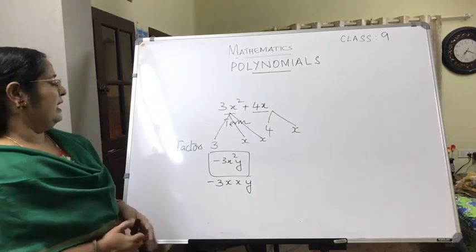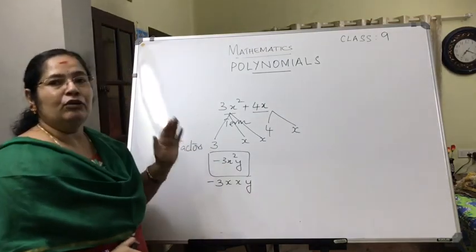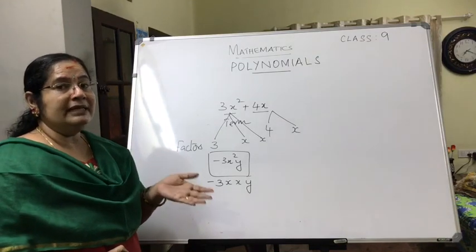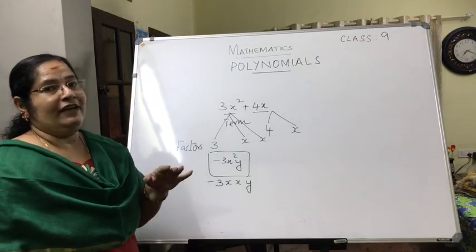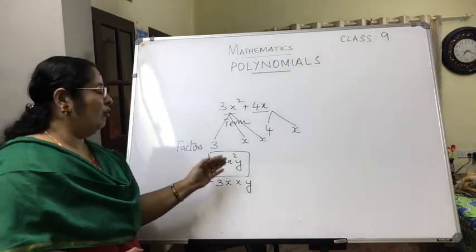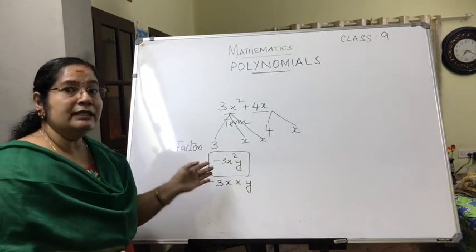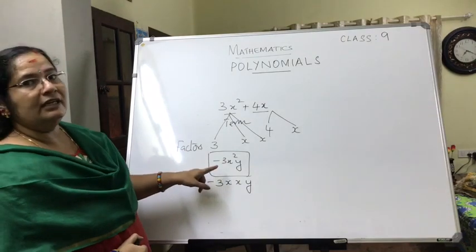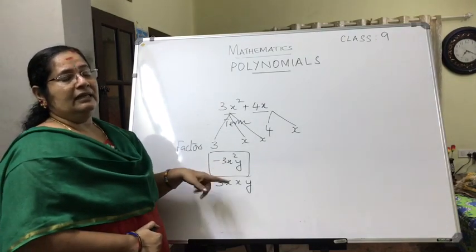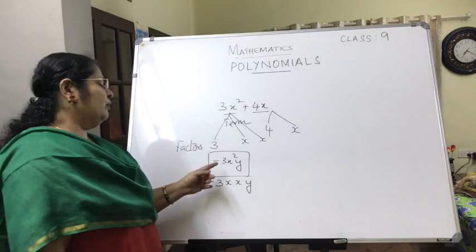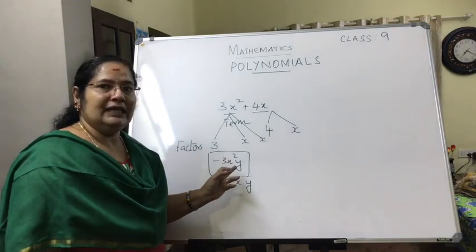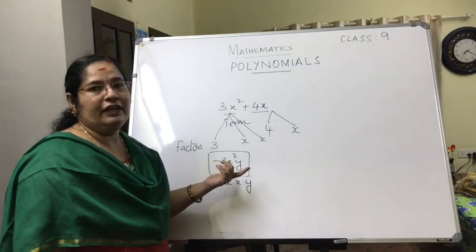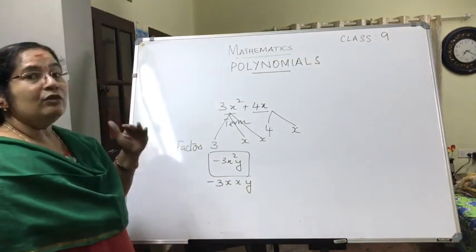Now suppose I ask, what is the numerical coefficient of minus 3x square y? Numerical coefficient means the number factor. The number factor of a particular term is called its numerical coefficient, or simply we say coefficient. So what is the coefficient here? Minus 3. Now suppose I ask, what is the coefficient of the variable x square? In that case, what is the coefficient?